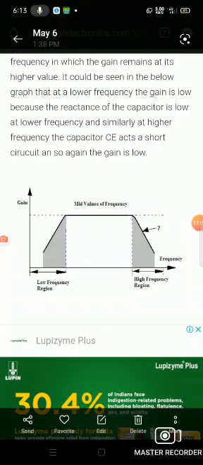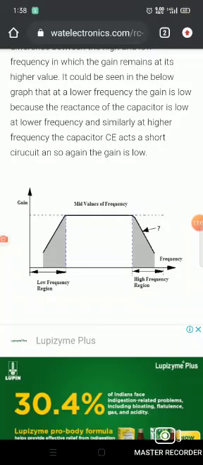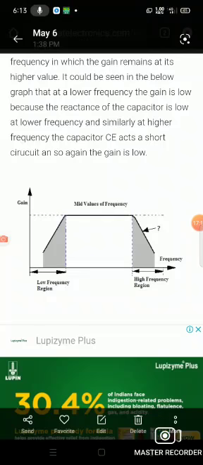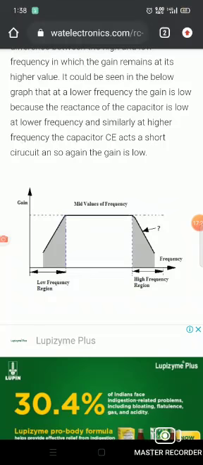And the second thing is that we have to calculate the signal strength. Take the bandwidth. What is the bandwidth? How much signal strength do we get at the amplifier output, and what is the bandwidth in this frequency response graph? So how to calculate the bandwidth, how to take the bandwidth in these three frequency regions.